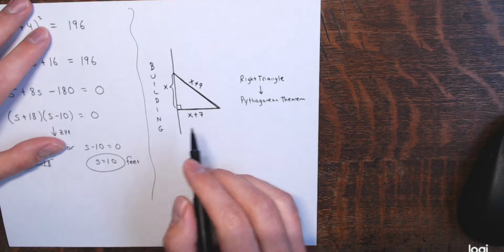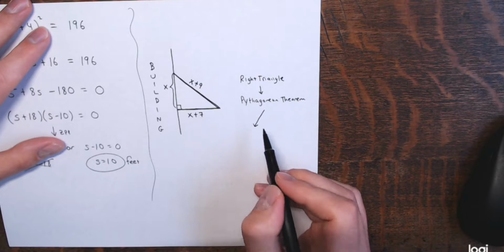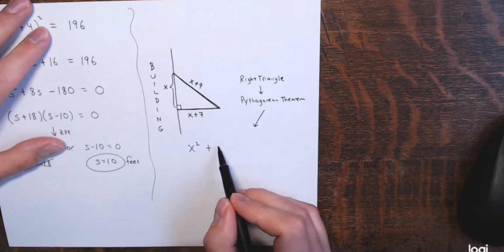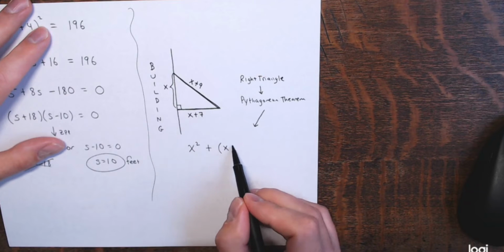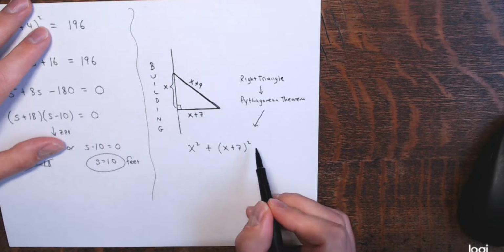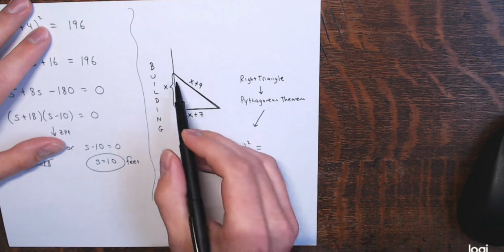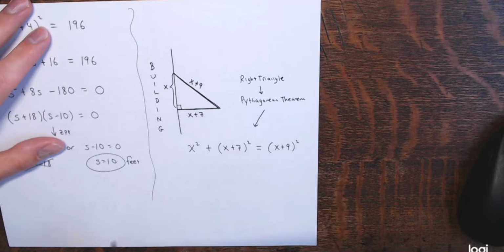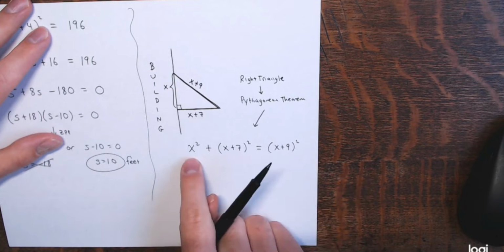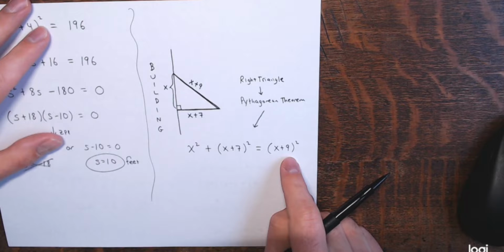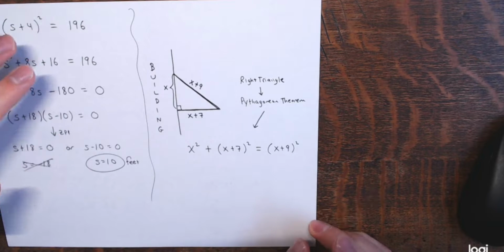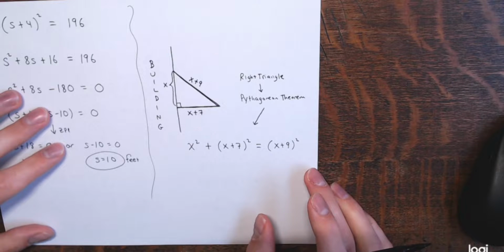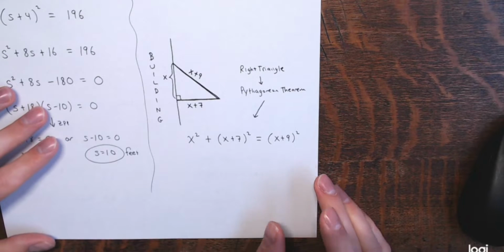So remember, the Pythagorean theorem states that the sum of the squares of the legs, so x squared plus the other leg, x plus 7 feet squared, will be equal to the length of the hypotenuse squared, the quantity x plus 9 squared. And this is a quadratic equation. I'm going to do the same thing I've been doing where I get everything to one side, 0 on the other, and then factor and then solve using the zero product property.